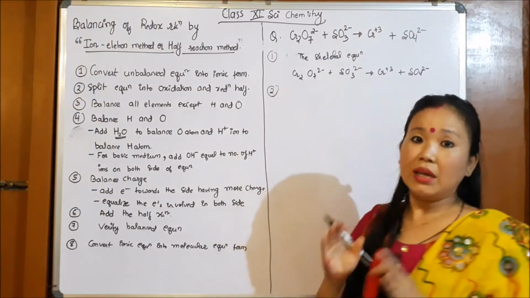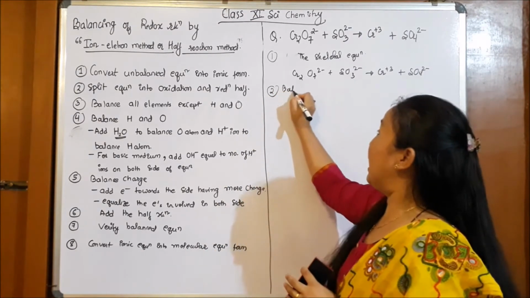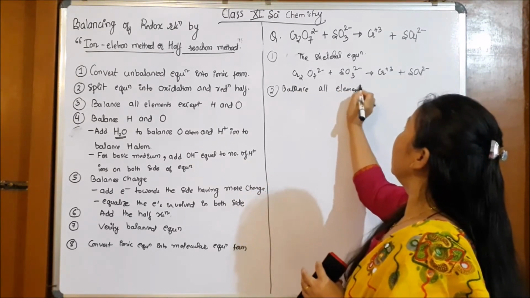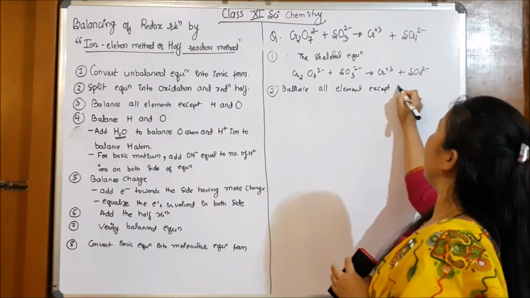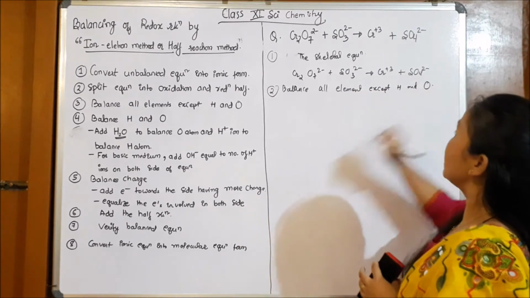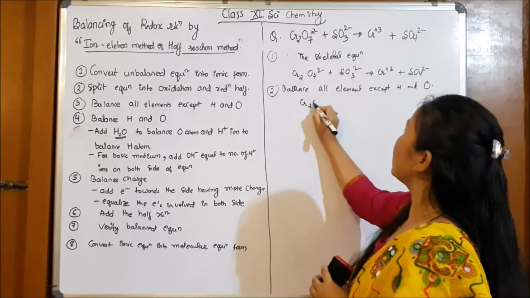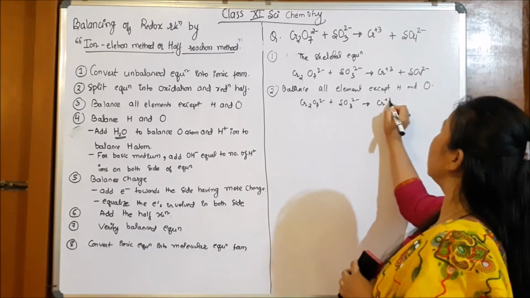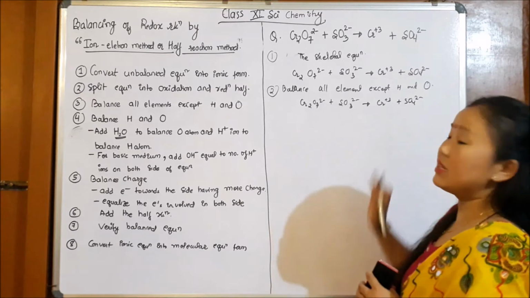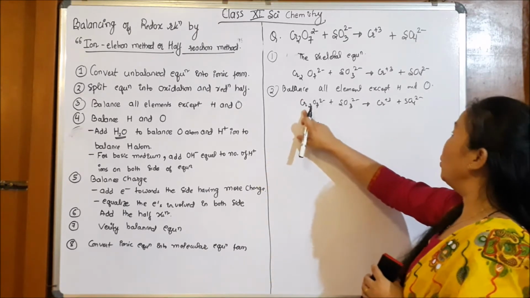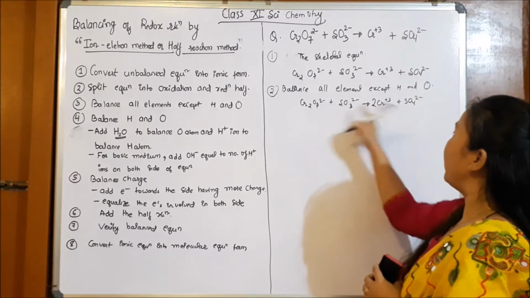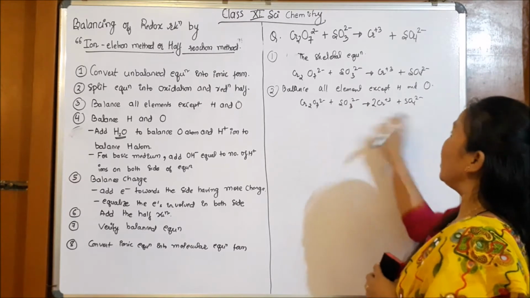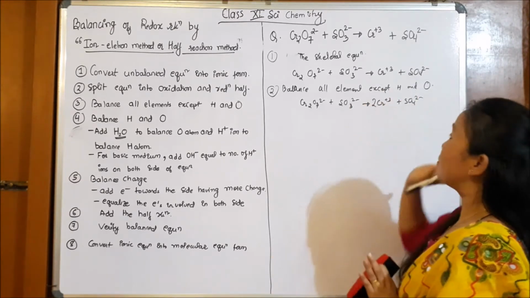Now the second step: you have to balance all elements except hydrogen and oxygen. So again write the same equation: Cr2O7 2 minus plus SO3 2 minus gives Cr plus 3 plus SO4 2 minus. Now balance the ions. Chromium, how many are here? 2, and on this side 1. So balance this by adding 2 in front of the chromium ion. Next sulfur, 1 and 1. The equation is now balanced except for hydrogen and oxygen.